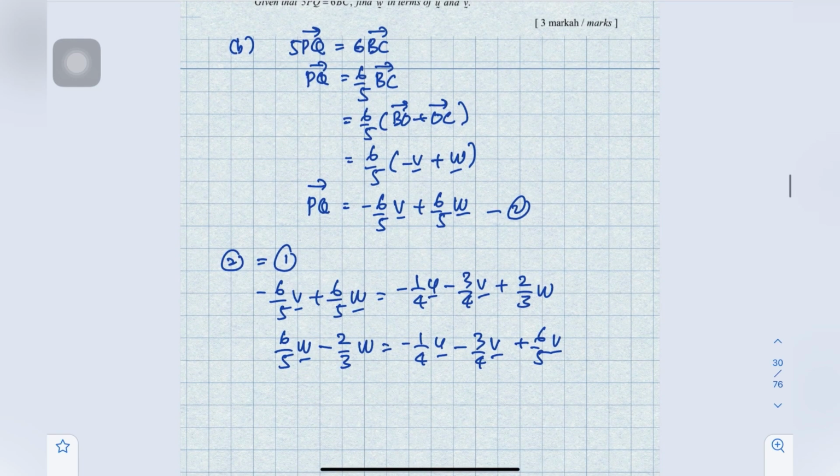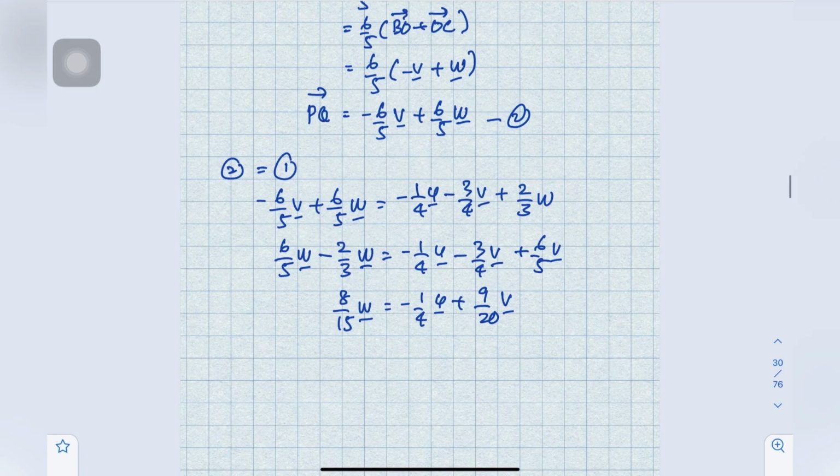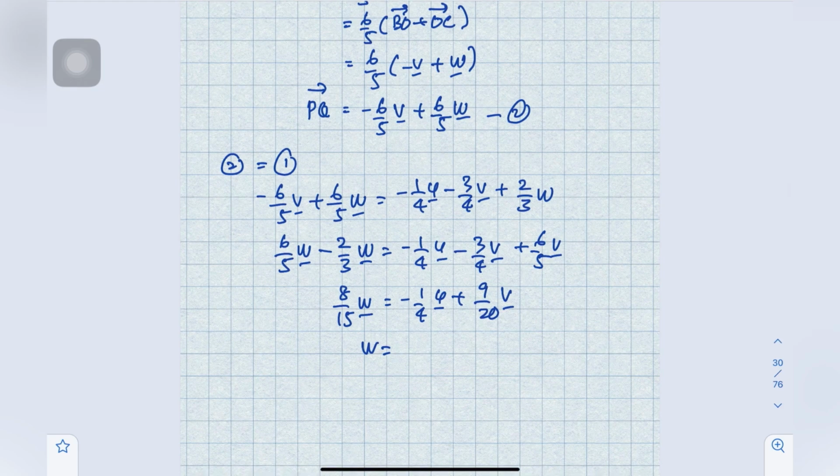So ni kita simplify, we will get 8/15W. Okay, equals to negative 1/4U plus 9/20V. Okay, so then W kita divide lah semua by 8/15. So kita akan dapat berapa ni? Negative 15/32U plus 27/32V.